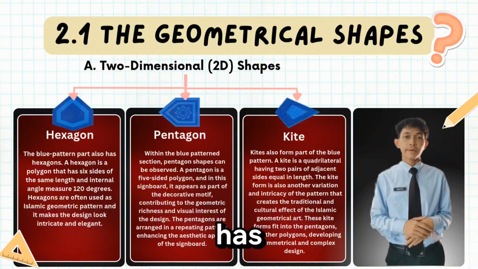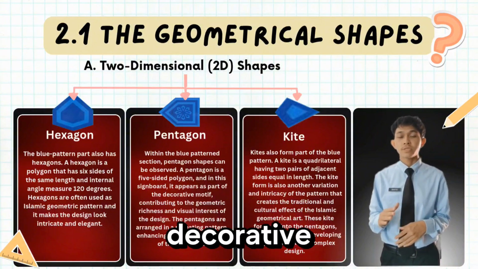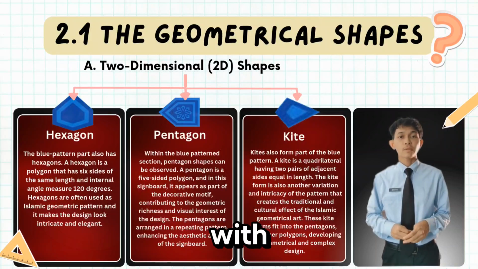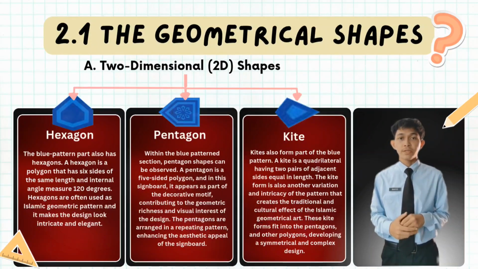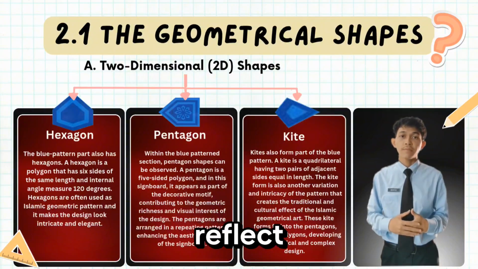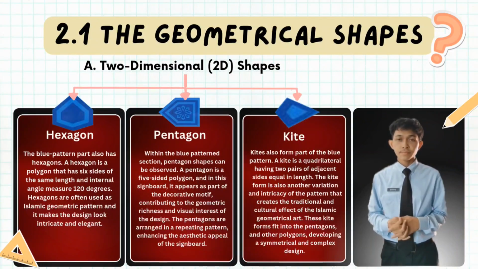The pentagon has 5 sides and contributes to the decorative features, while the kite is a 4-sided figure with 2 pairs of adjacent equal sides. These shapes carry traditional cultural elements which reflect Islamic art patterns.